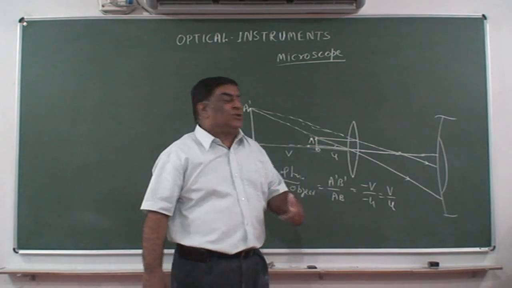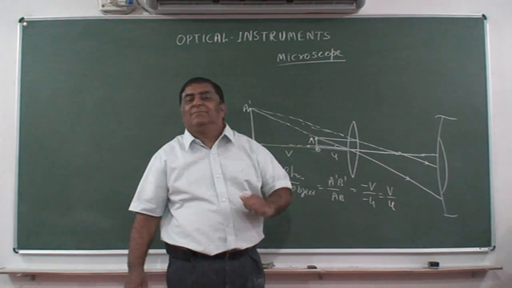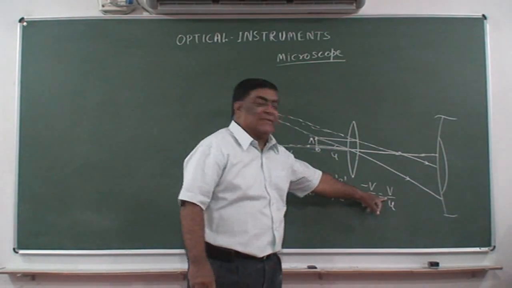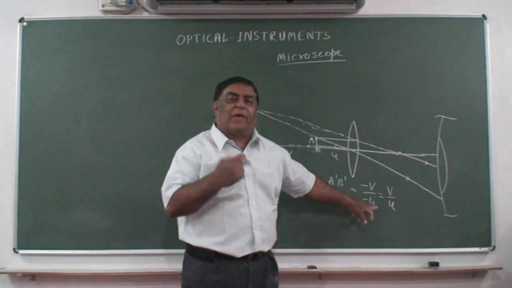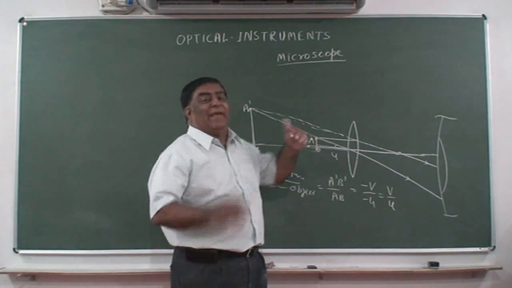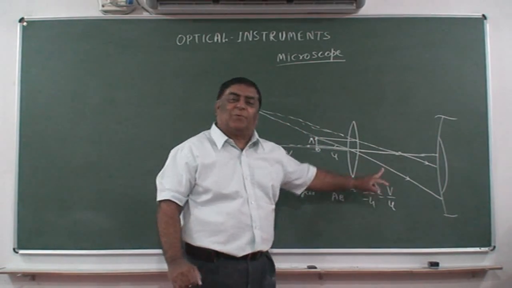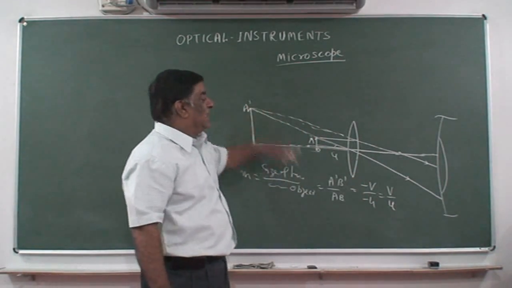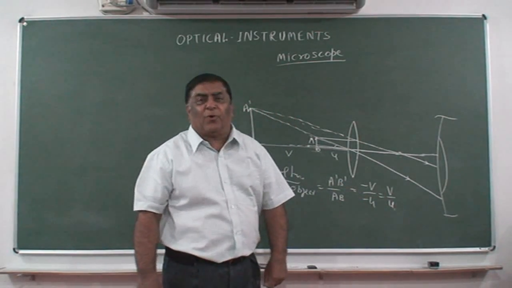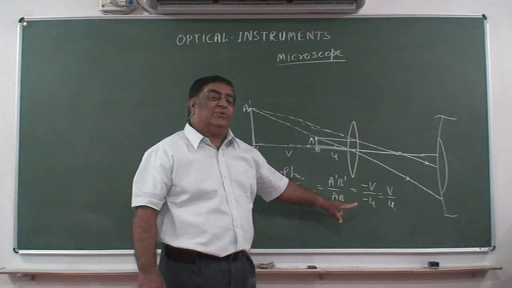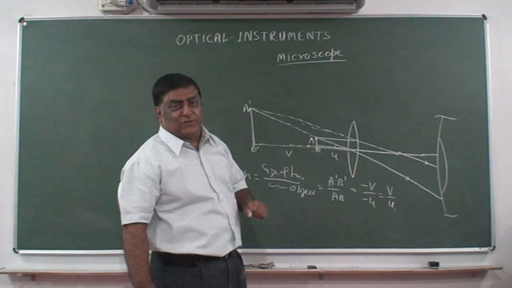What does it show? It shows the image is erect and large. So it has a plus sign. Had it been having a minus sign, then it would have been that the image is inverted. But this is positive. This shows the image is erect. Anyway, what we remember, the magnification is V upon U, and this formula we will use to derive magnifications.